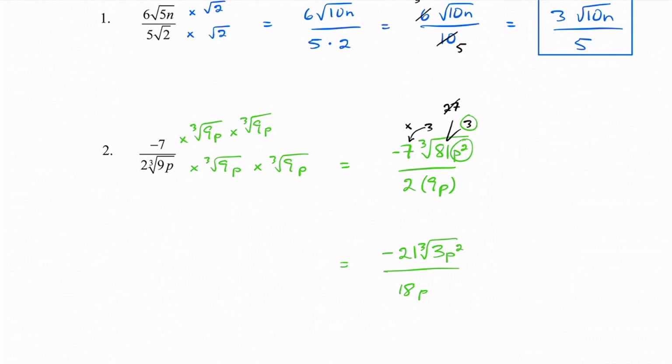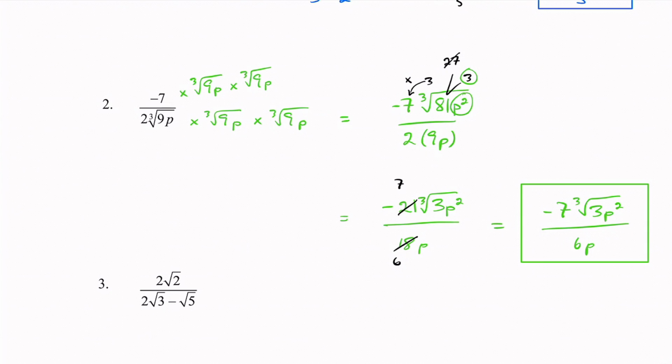And then one final thing we can do, now we have this 18 and this 21. Both of those are divisible by a 3. So I'll divide this by 3, I'll get 6. Divide this by 3, I'll get a 7. And so my final answer is -7 times the cube root of 3p squared divided by 6p.